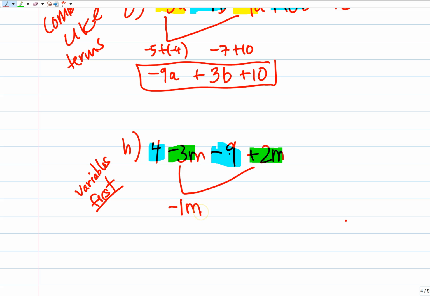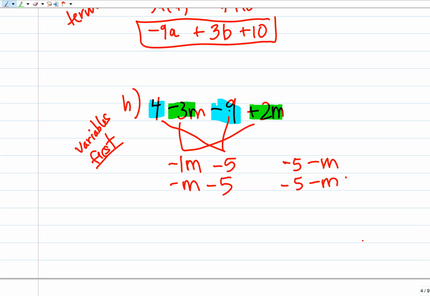Somebody else is going to just write that as negative m. Is that wrong? No. Negative m is the same thing as negative 1m. Both are correct. Now, whether they're both correct to Alex, I can't guarantee. 4 minus 9. There you go. I would accept either of these answers. I would also accept if somebody put the negative 5 first. It wouldn't hurt my feelings. It's not my favorite way of doing it, but it's not wrong.